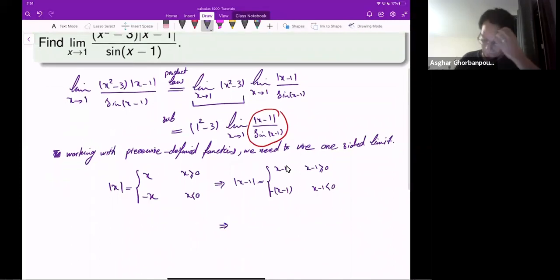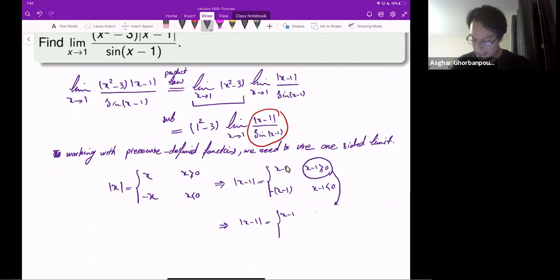So this will be the absolute value of x minus 1. You see, instead of writing x minus 1 bigger than or equal to 0, I can write x is bigger than or equal to 1. And for this one, I can write minus x plus 1, and here I can write x less than 1. So that is the second piece. This is just the absolute value of x minus 1.